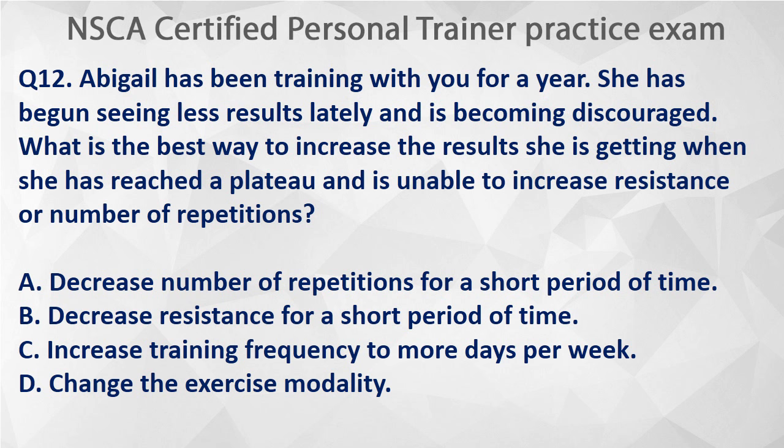Q12. Abigail has been training with you for a year. She has begun seeing less results lately and is becoming discouraged. What is the best way to increase the results she is getting when she has reached a plateau and is unable to increase resistance or number of repetitions? A. Decrease number of repetitions for a short period of time. B. Decrease resistance for a short period of time. C. Increase training frequency to more days per week. D. Change the exercise modality.